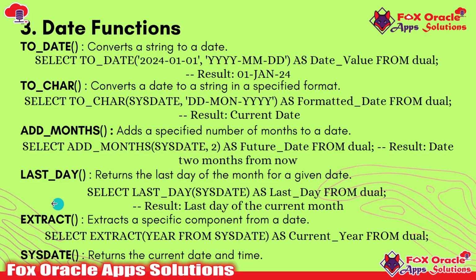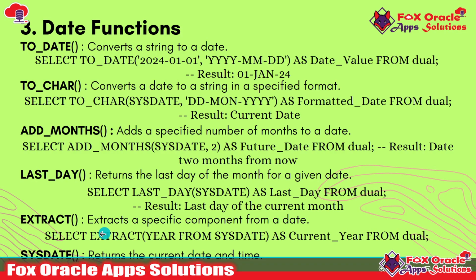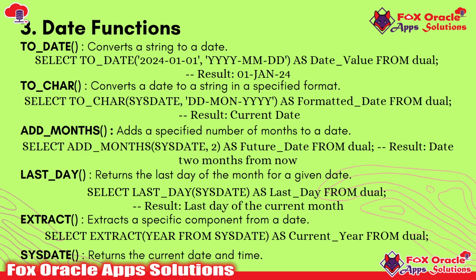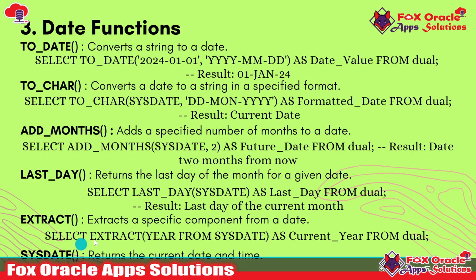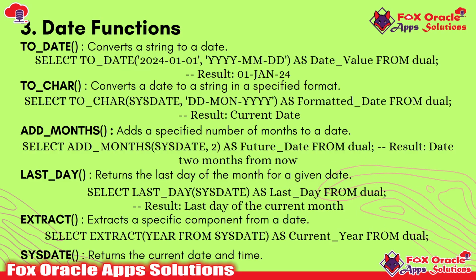And we have extract. This extract function is used for extracting the day, hour, minute from the system date. So if we have to get the year from SYSDATE, we will use extract year from date, and it will return the year from that specific date we passed. And most common, we have SYSDATE. This SYSDATE returns the system date, whatever we have in the present. So right now if we use SYSDATE, it will return the current date. So these are all about functions.